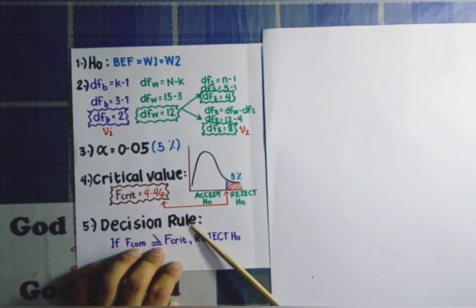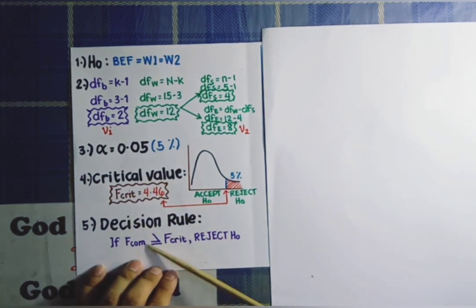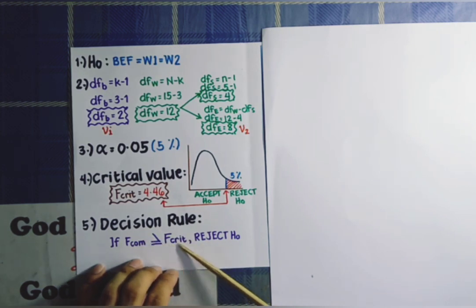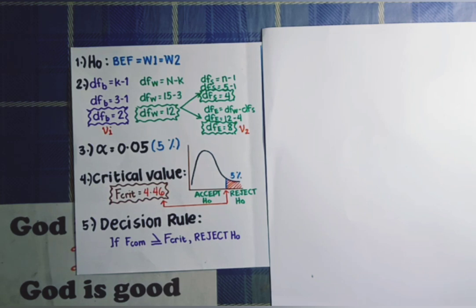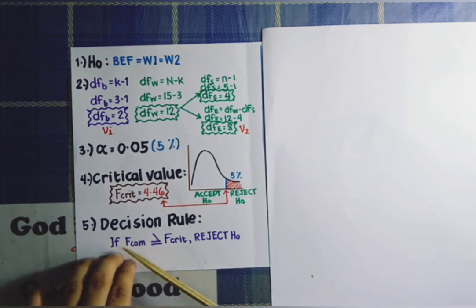Now, our decision rule here is that if our computed f value is greater than or equal to our critical value for f, which is 4.46, then we need to reject our null hypothesis. Now, how do we compute this f value here?